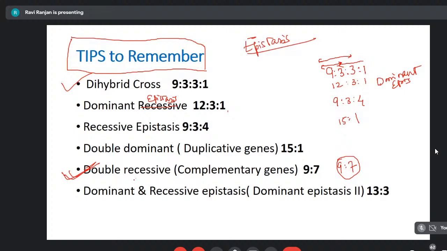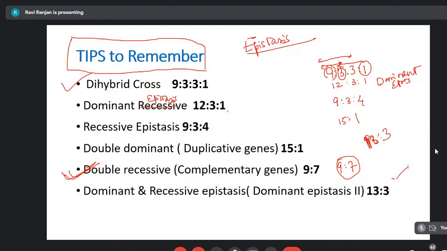Okay, and there is another type of dominant and recessive epistasis. If we see some questions related to that, उसमें हम लोग 9 + 3 + 1, 3 को छोड़ देते हैं. So that goes to 9 + 3 + 1, हो गया 12 and 13. So हो गया 13:3. Right, it will go to 13:3 is the ratio.